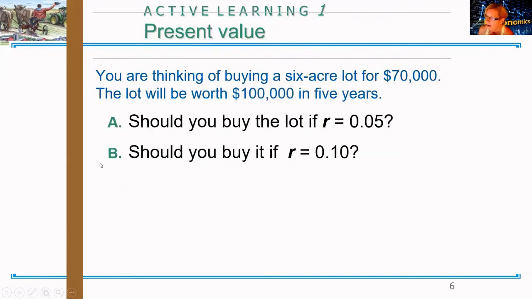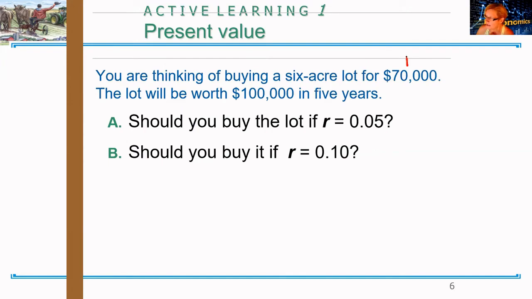You're thinking about buying a 6-acre lot for $70,000. The lot will be worth $100,000 in 5 years. First question, should you buy it at an interest rate of 5%? Should you buy it at an interest rate of 10%? So there's two ways you could really do this. There's one that's more appropriate than the other. So let's take a look at the problem.